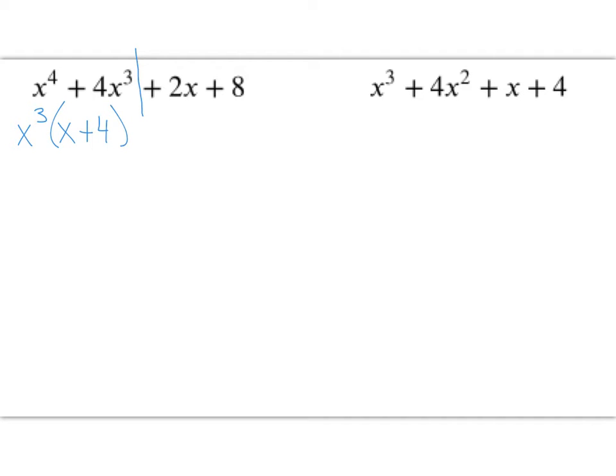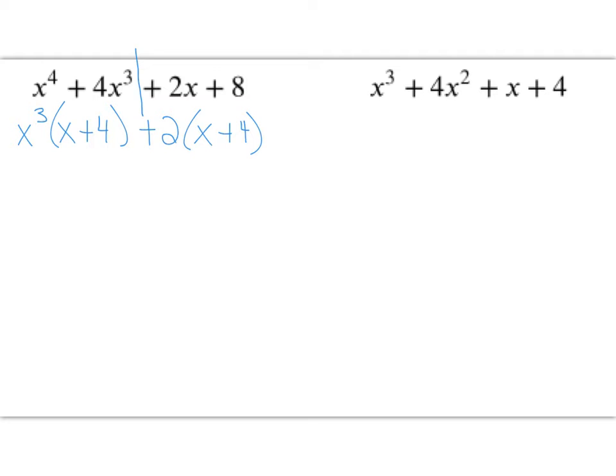Then I look at the second one, 2x plus 8. There's no variable common to both, but 2 does divide 2x and 8. So I'm going to factor out a 2. I'm going to undistribute it, and I end up with x. 2x divided by 2 is x, and 8 divided by 2 is 4.